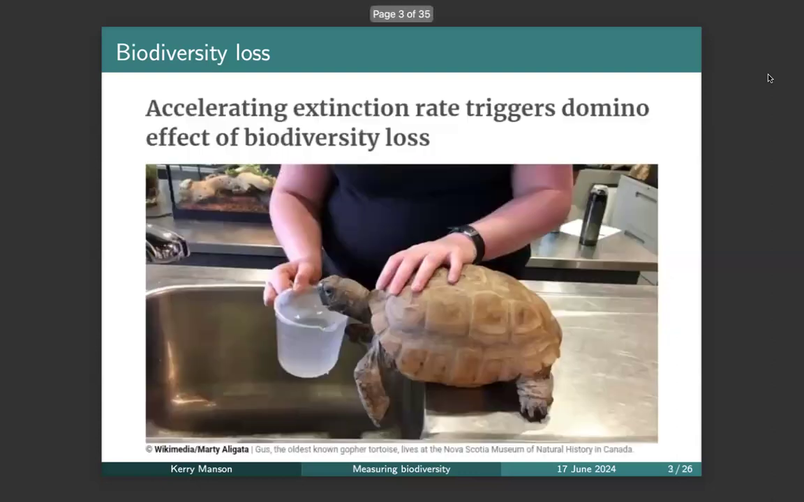And here's another one: accelerating extinction rate triggers domino effect of biodiversity loss. And here's a nice tortoise. Here are these ideas of biodiversity loss as something that we'd like to quantify, and maybe it's different or related to an extinction rate.